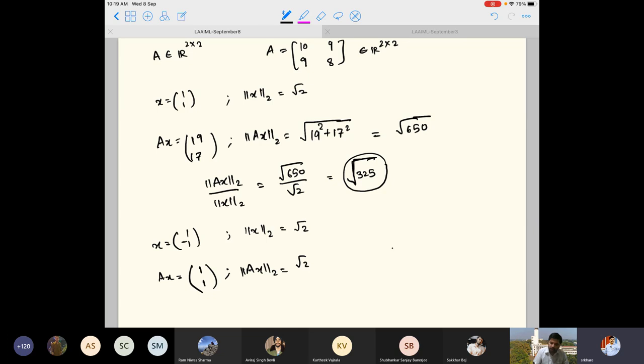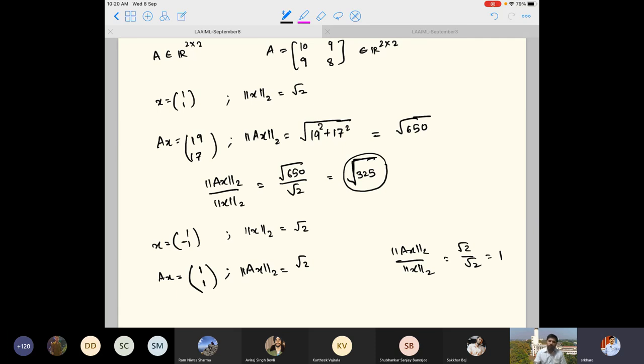And what does it mean? Norm of Ax by norm of x. What is happening? You are getting root 2 by root 2, which is 1. So there is no magnification. The lengths of x and Ax, both these lengths are the same, right? So that's what this number is saying. So you pick any vector x, and you see that this is what is happening.